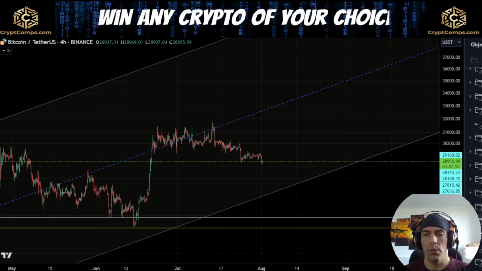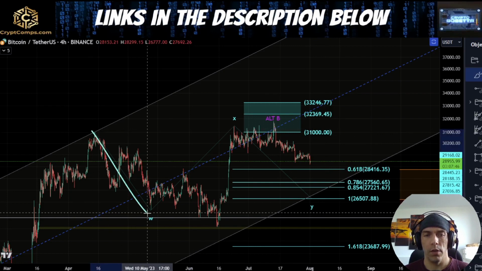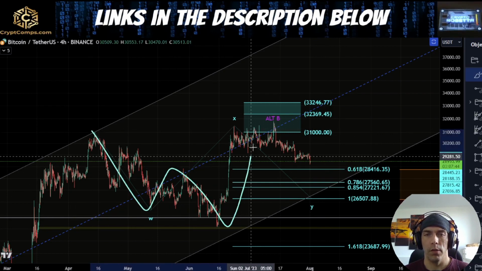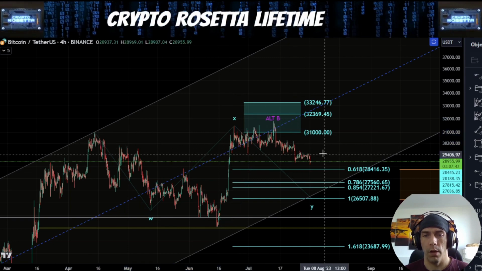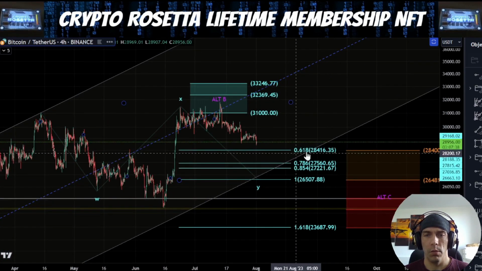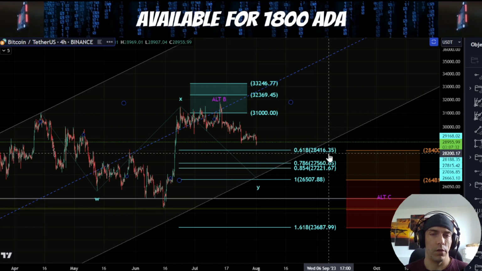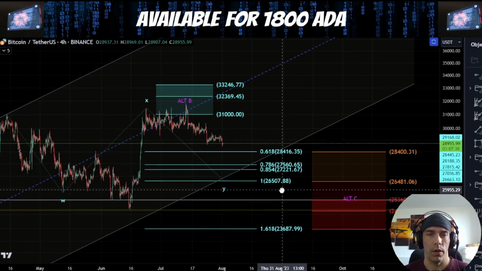Now, if we are looking at this as a bigger corrective move, we need to be careful of the idea that this could be W. We have this as a flat up into this X wave, and we're looking for a bigger Y wave here. Now, the minimum requirement we'd be looking for as a Y wave would be this 0.618, which is sitting here towards this 28,416. 1-to-1 would be this 26,507.